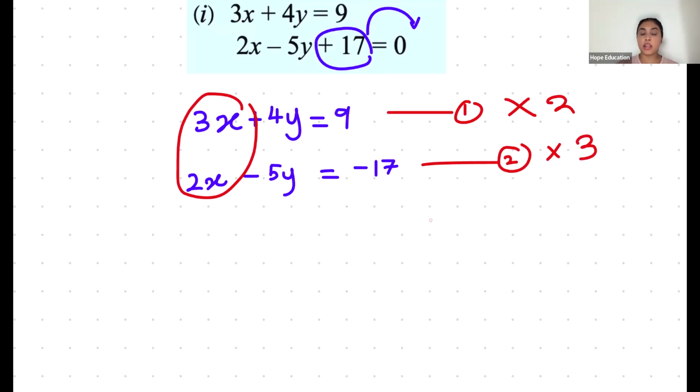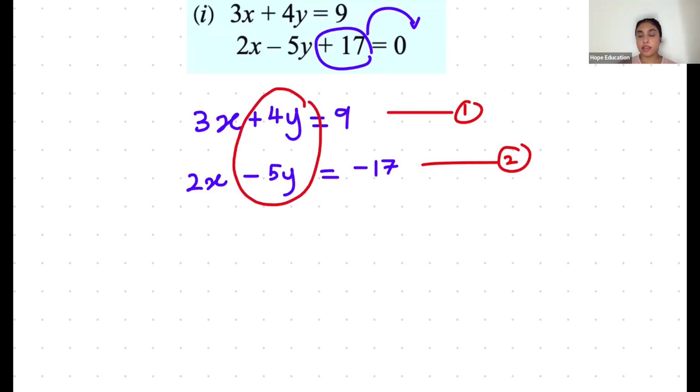Or another thing that you can do is 4y and 5y, you can make it 20y. How do you make it 20y? First equation you multiply by 5, then 5 times 4y is 20y. Second equation you multiply by 4, so 4 times 5y is 20y. I'm going to do that this time. The final answer will be the same, whatever method you choose. So, first equation I will multiply by 5.